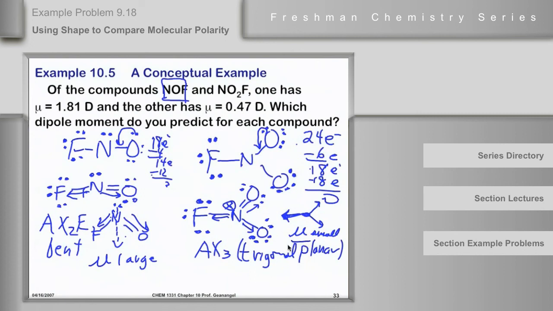Everybody see the distinction? Can you think that through all right? Does it make sense to you? So I would judge from this that this one has 1.81 debye, and this one has 0.47 debye. How are we doing?